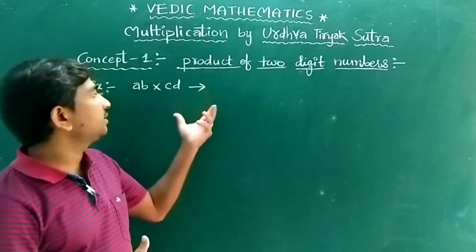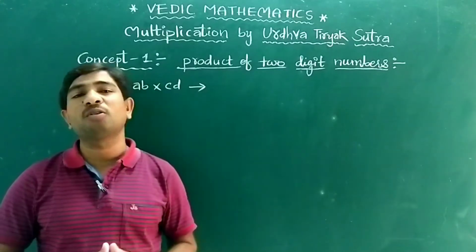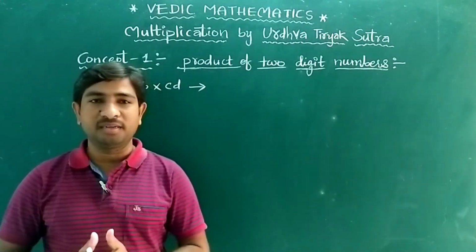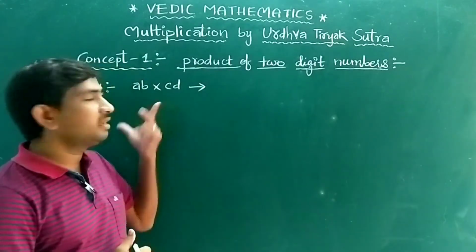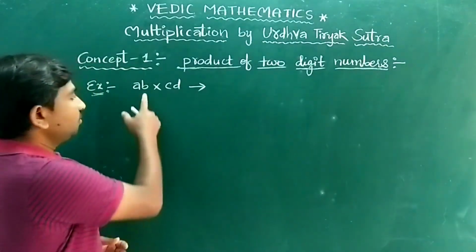In this method, if you observe, we have three parts of the answer: right part, middle part, and left part. So how will it work? I will explain it with a generalization example problem. See that: AB into CD.